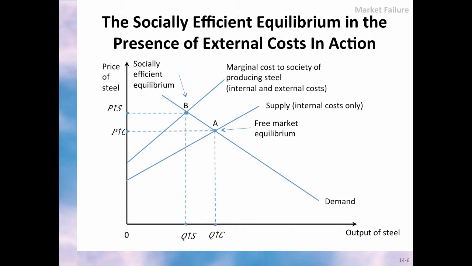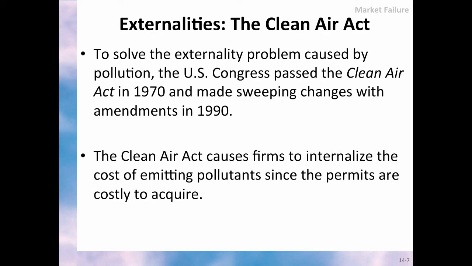To solve the externality problem caused by pollution, the US Congress passed the Clean Air Act in 1970. Basically, the act causes companies to internalize the cost of emitting pollutants either by taxing them or by selling pollution permits that, by the way, are costly to acquire. The idea is to move the market equilibrium from point A to point B.